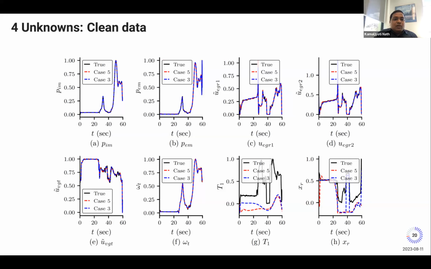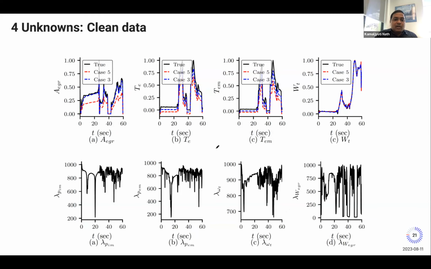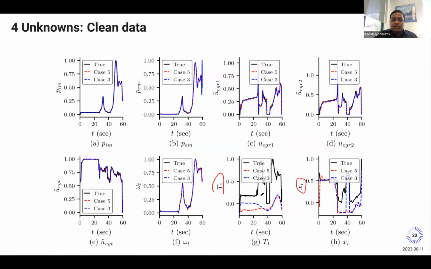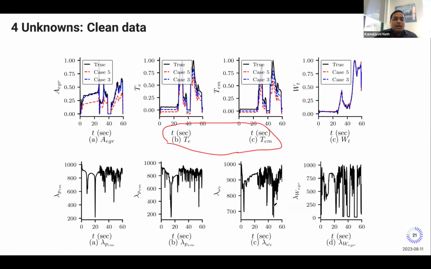So this is the 4 unknown case with the clean data. We can see they are almost matching, both with self-adaptive and without self-adaptive. There is a mismatch with T1 and the XR. So we studied how much this affects these two. These two variables are coming in these two quantities. We see that there is not much effect, given they are very highly deviated from the actual one.